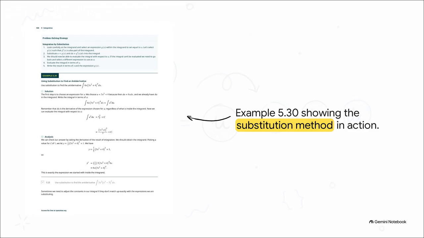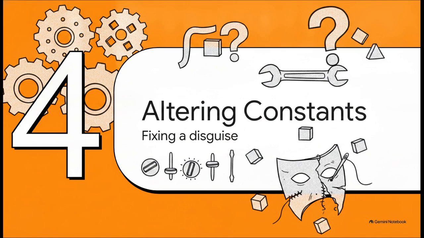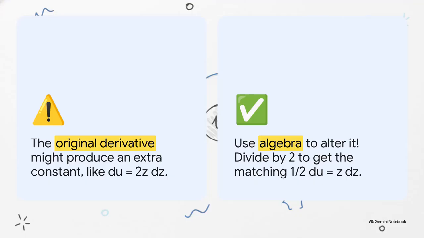But hey, what happens when the disguise doesn't fit perfectly right out of the box? That takes us to Section 4, altering the constants. So sometimes, when we take the derivative of our u to find du, it spits out an extra constant that just isn't sitting in our original equation. Say our derivative is 2z, but our original integral only has a z in it. Well, we can't substitute du directly because it's literally twice as large as what we actually have.